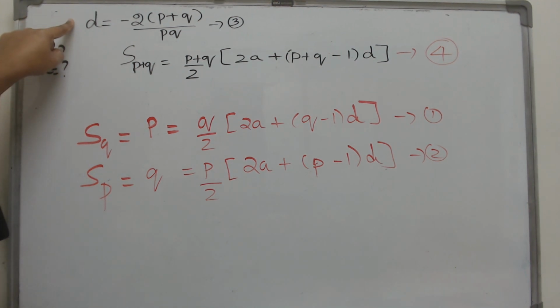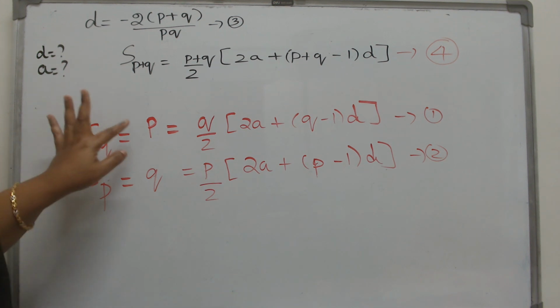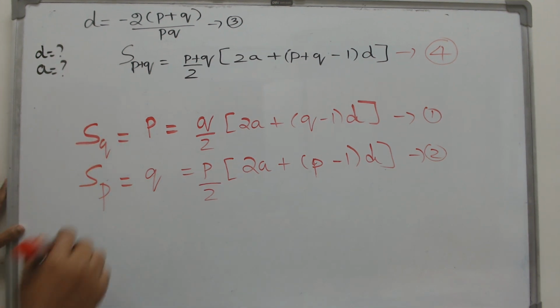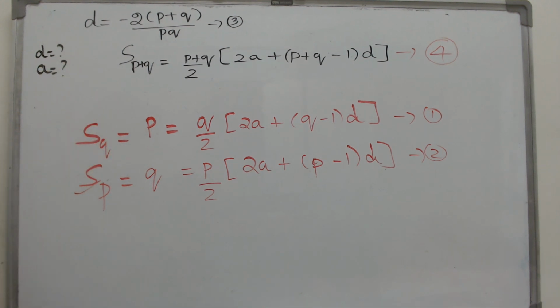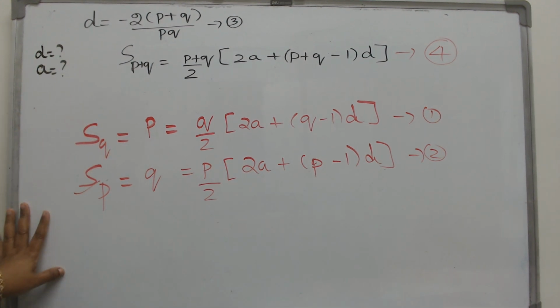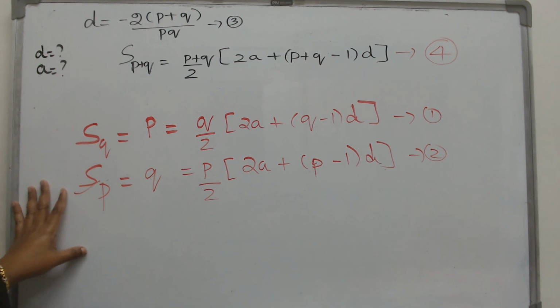We found what D is. Now the question is, do we need to find A, or is there any shortcut? Randomly take one of these equations. I will take this one just because it gives me more space to do the calculations. You can take whichever equation you want, but just fix on any one of these two given equations.